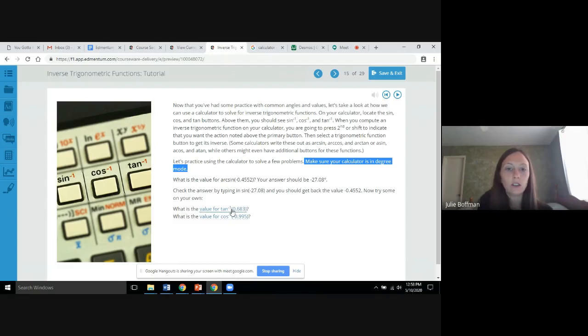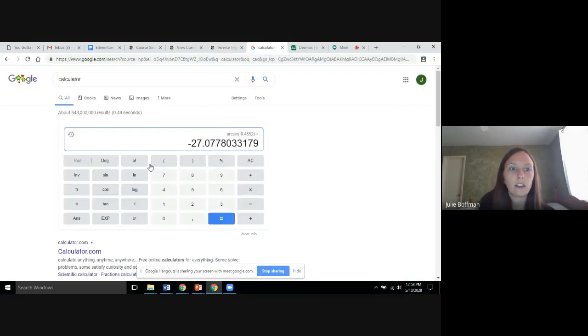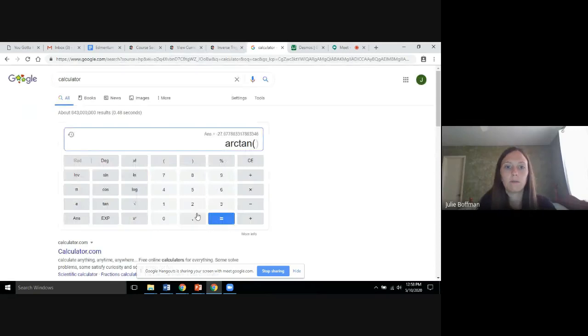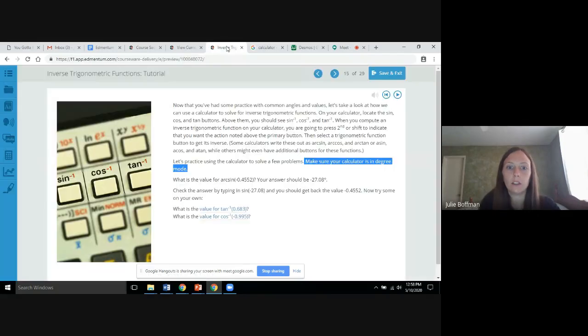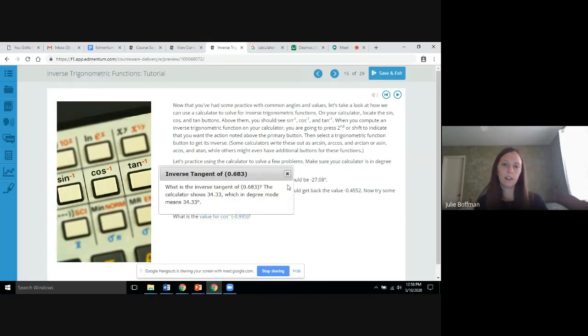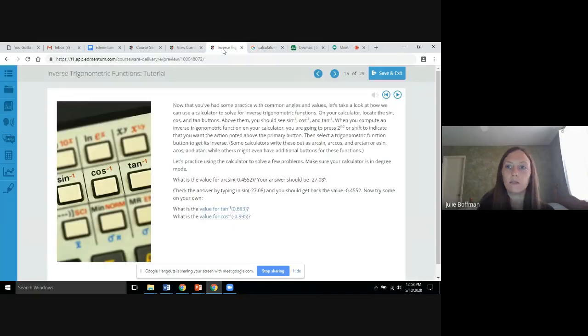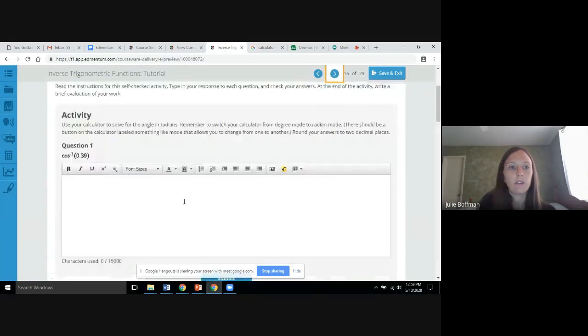So you could do these too if you want inverse tangent. You can clear this and do inverse tangent. It's already in degree mode still. And then type what you have in, 0.683. And 34.33, which let's see if that's what they got. Yes. And you could do cosine too. Just don't forget you got to click this inverse button every time before you click whatever trig you want to do. So here they have you practicing that.